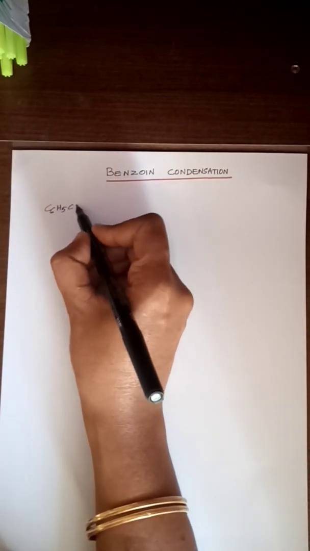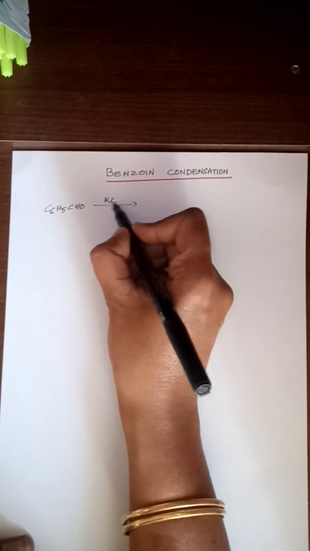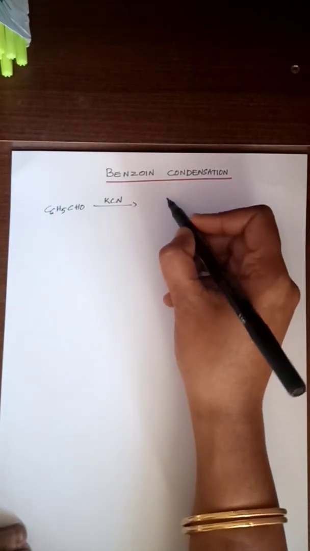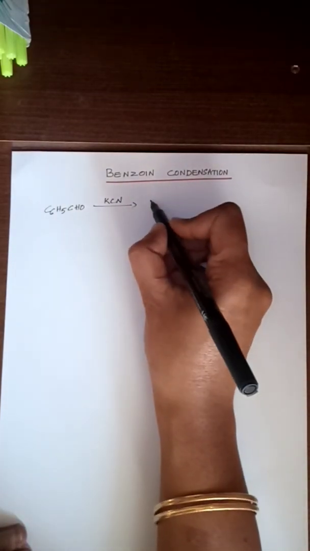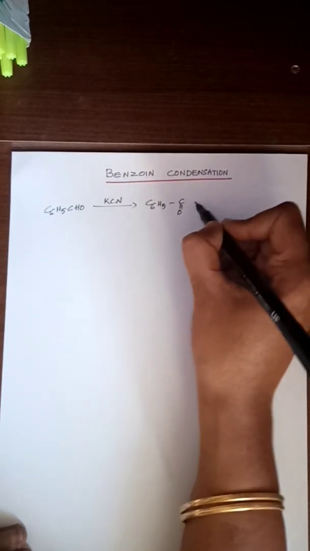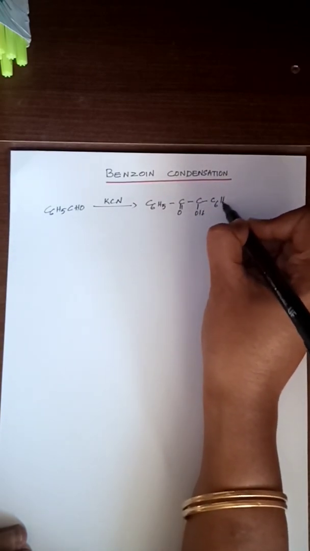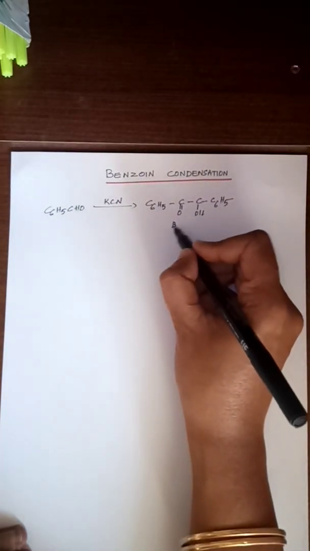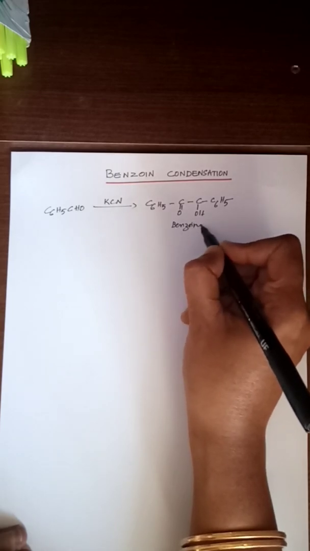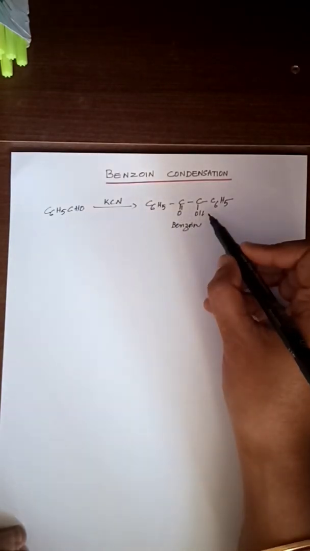C6H5CHO, in the presence of KCN, we will get the product known as benzoin, C6H5-C(=O)-CHOH-C6H5. This product is known as benzoin. This is a keto alcohol, so both a ketone and an alcohol group are present, which is why this reaction is known as benzoin condensation.